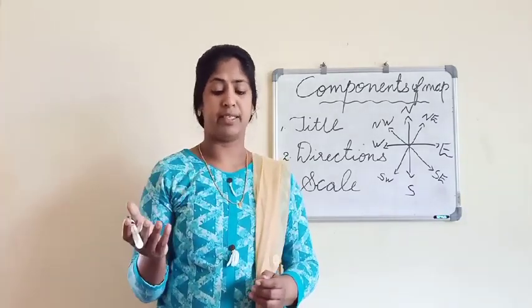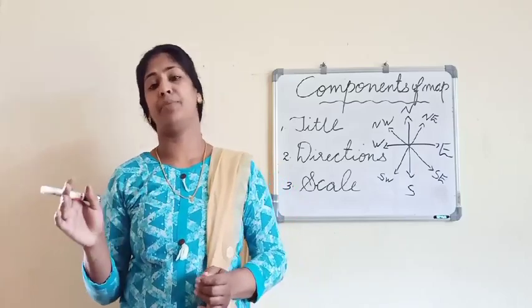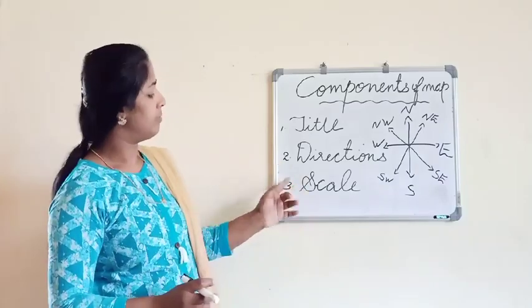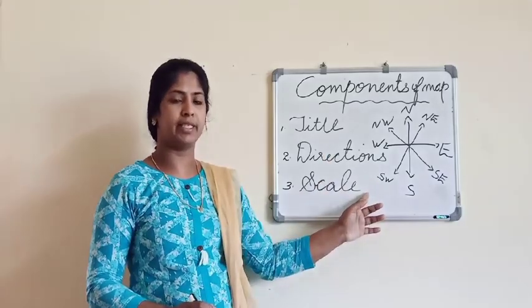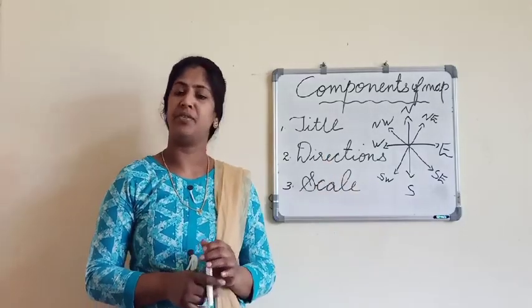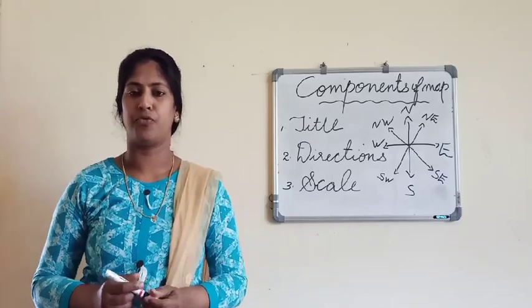Another method is the representative fraction method. The first one is the verbal scale method, and the second one is the representative fraction method. It is in short form known as RF.